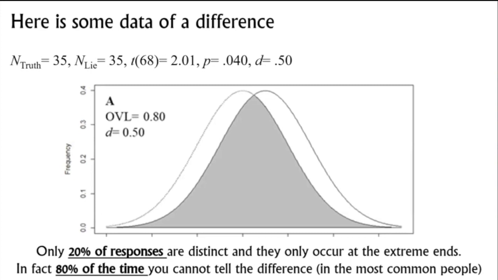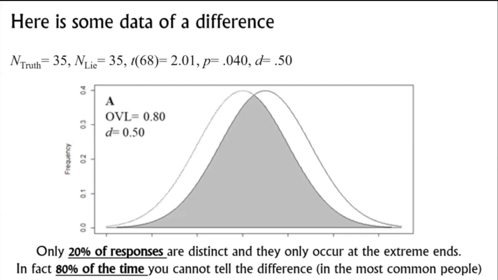So put yourself in the perspective of a practitioner. You've been told that there's a difference between these groups of participants, there's a reasonable effect size. But in practice, 80% of the time, you're not going to have any strong cues to what's actually going on in that particular case as to whether that person might be telling the truth or lying.